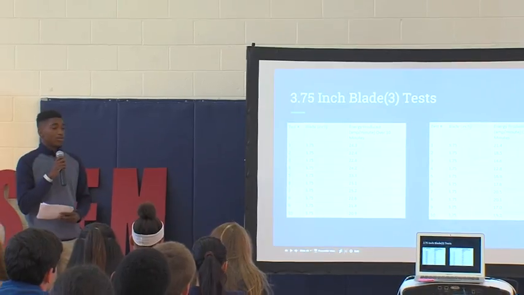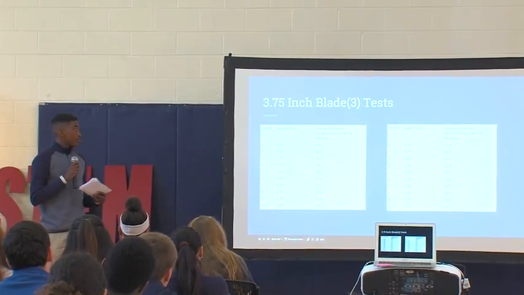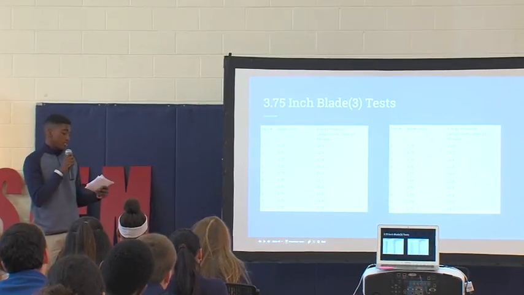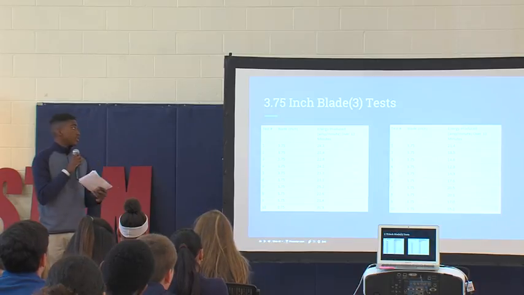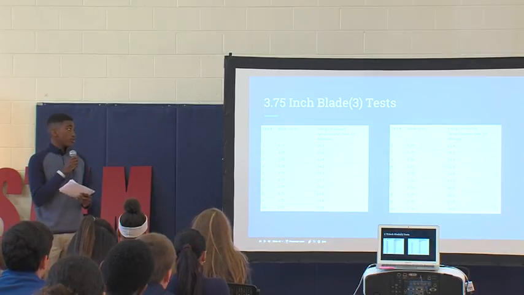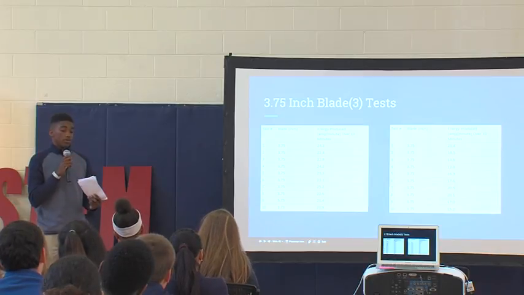The next blade I tested was 3.75 inches in radius, and this blade produced an average of 23.02 in the first test and 20.4 in the second test. So this blade was much skinnier and had a longer radius. I felt that it was more successful, but I also wanted to have a larger surface area.